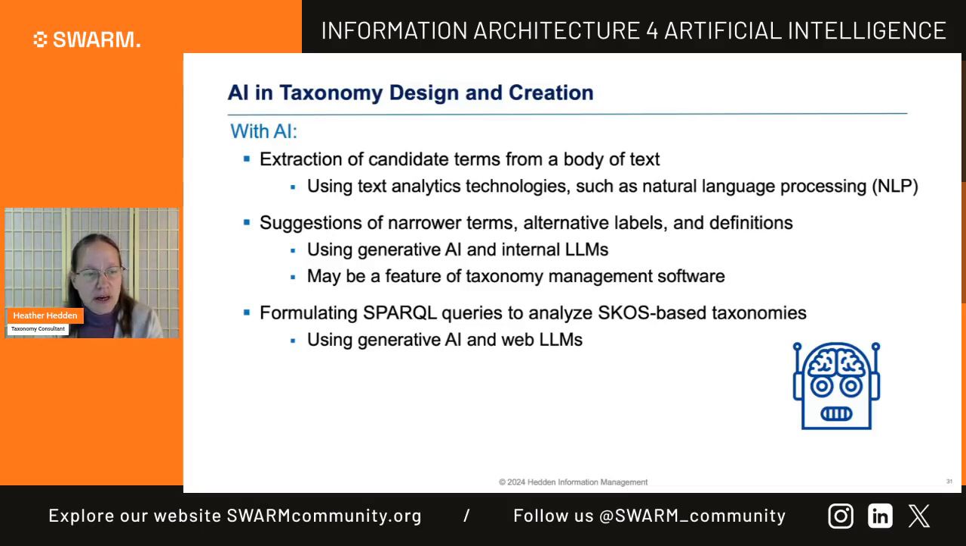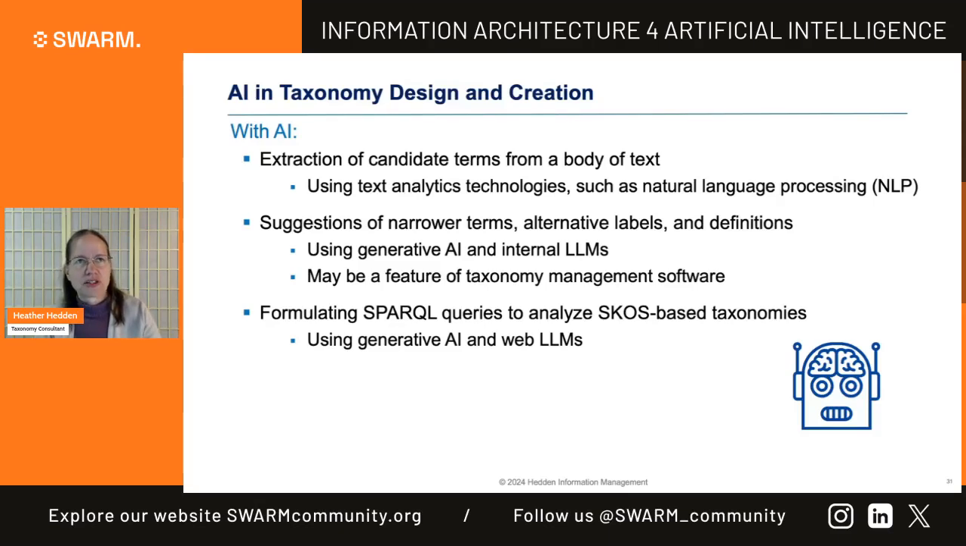Now, using newer technologies of LLMs and generative AI, you can also have suggestions of narrower terms or alternative labels, same as synonyms, and even definitions to terms in a taxonomy. And this could even be a feature of taxonomy management software. They're starting to do that as well. I'll show some screenshots.